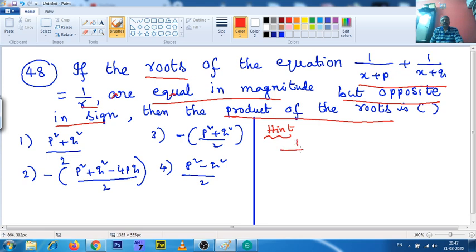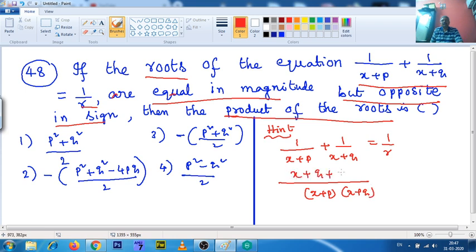So 1 by x plus p plus 1 by x plus q equal to 1 by r. Now here (x plus p) into (x plus q) is the LCM we have. Here we get x plus q plus x plus p equals to 1 by r. I already told you this is the answer, but moreover I am rubbing out this part to solve the problem.